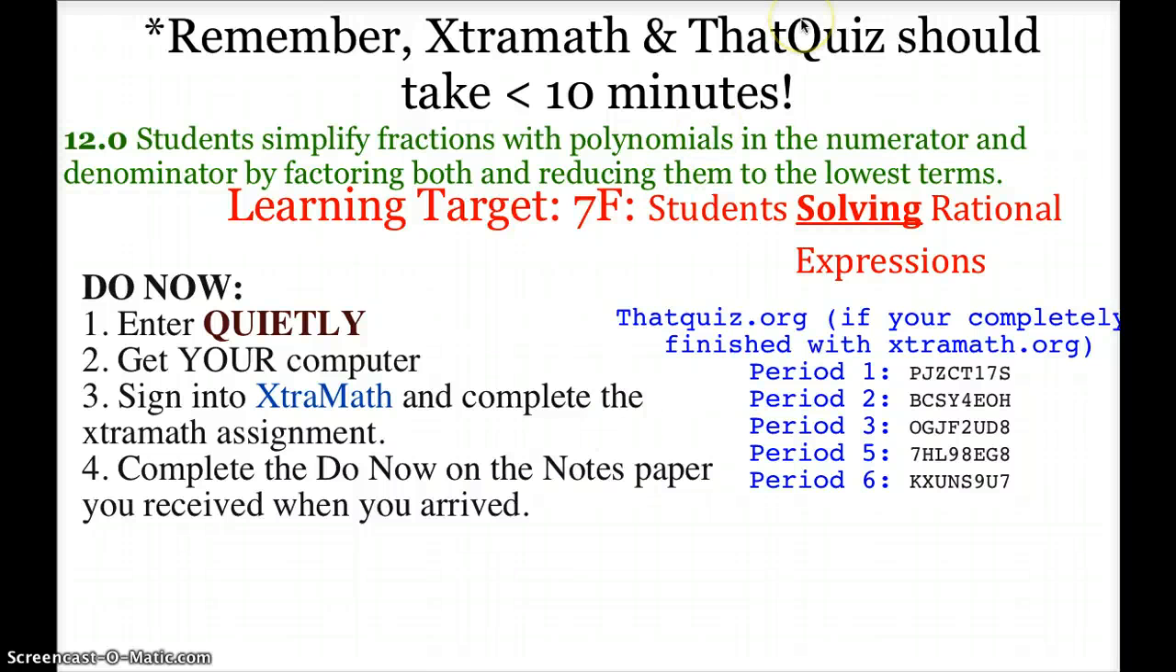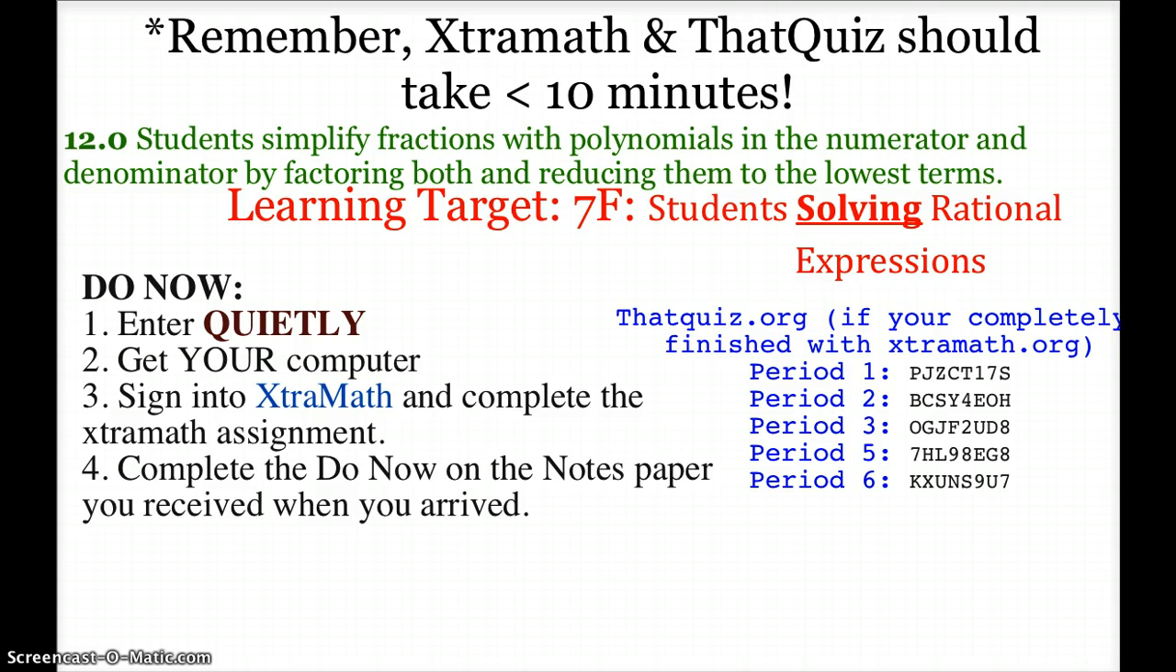Okay, so this is our last section for rational expressions. We're going to be solving. We're going to use this skill later on, but we're just going to briefly go over it now, and we'll apply it to other things in further lessons.